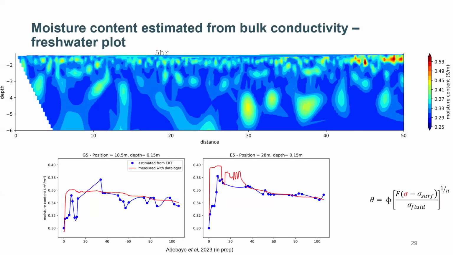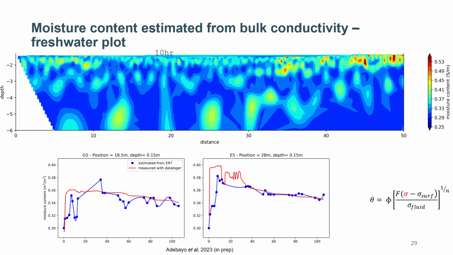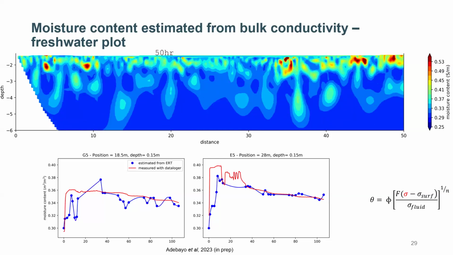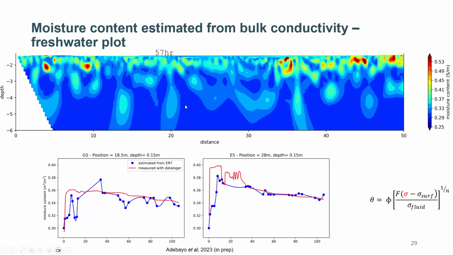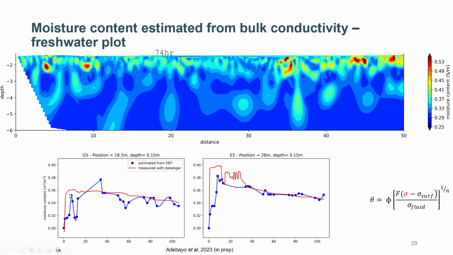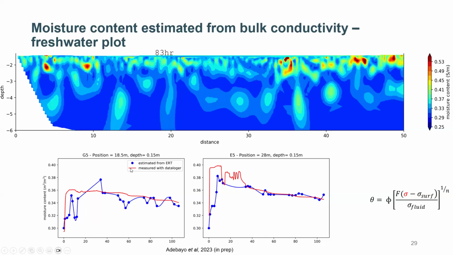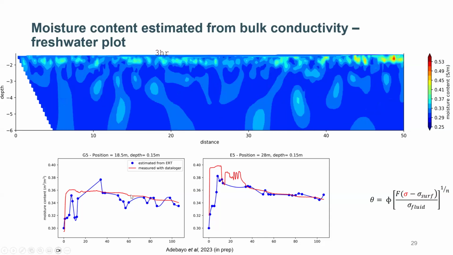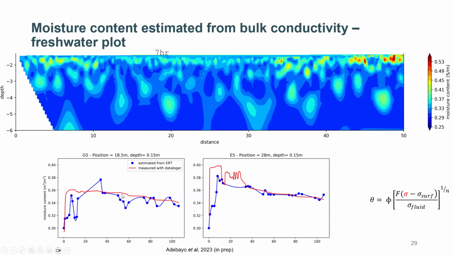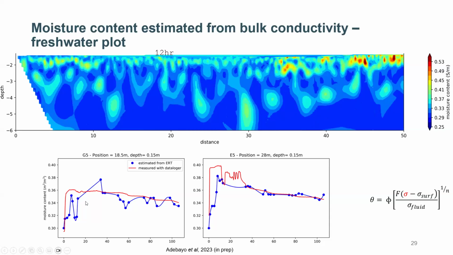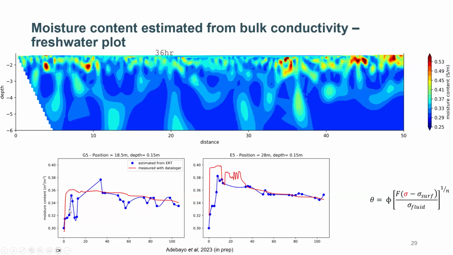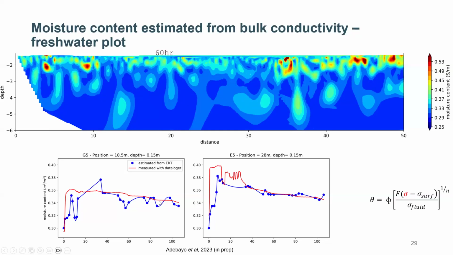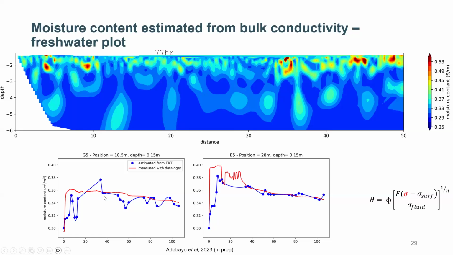One of the ways we validated our model was to compare what our model is producing, our estimated moisture content, with the moisture content that we measure on the site using our Teros probes. You can compare the moisture content in red, which is what we measure with the data logger, and the blue one is what we predicted using the geophysical quantity.